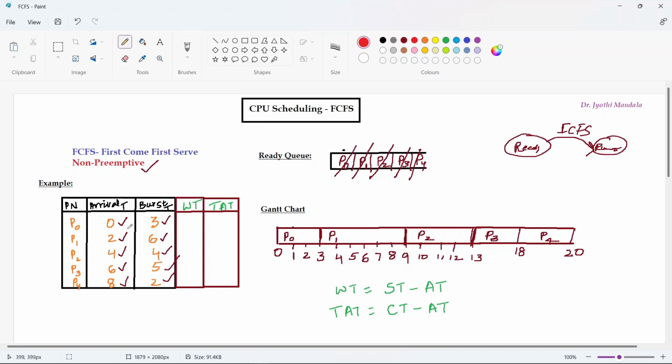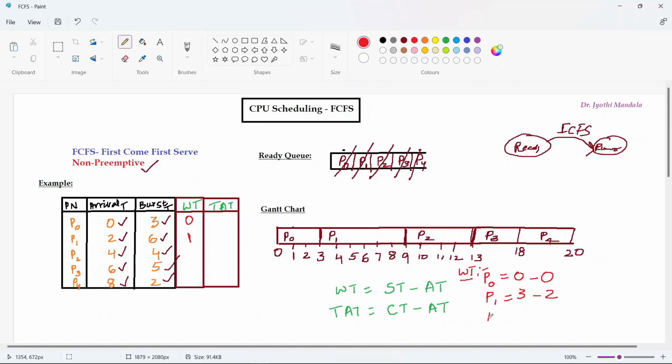Now let us fill in the waiting time here. What is the waiting time for P0? P0 started at 0 seconds from the Gantt chart, minus its arrival time, which you can get from this table, 0. So 0 minus 0 is 0. P1 start time is 3 seconds, so 3 minus its arrival time of 2 is 1.